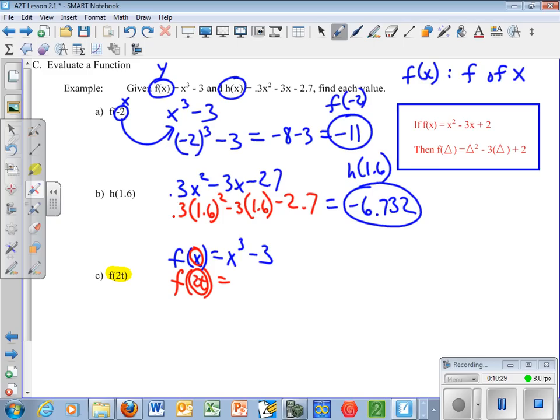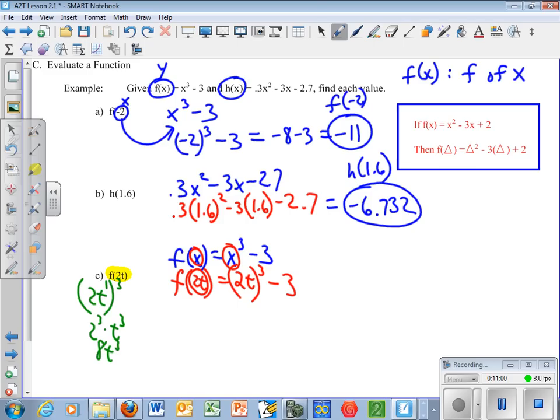So here's what I have. Here's my x. Now 2t has both a number and a variable. So we've got to put that in parentheses. And that x was cubed. So I got to go 2t in parentheses cubed. And then I have the subtract 3 at the end. Okay, now what's 2t cubed? A couple different ways you can do this. You cube both the number and the variable, or it's t to the first to an outside power of 3. 2 cubed, though, we actually have to do, so it's 8t cubed.